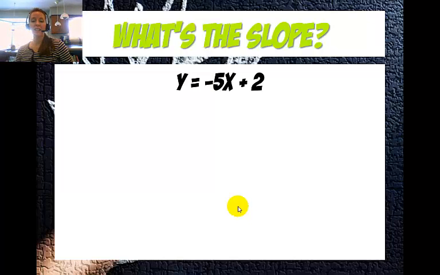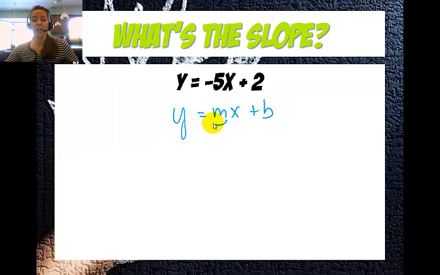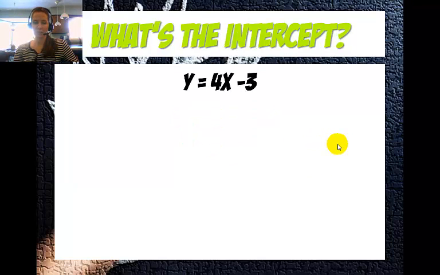Okay, this one says, what's the slope? So sometimes you're just going to simply have to identify different parts of the equation. Well, remember, y equals mx plus b. Your m, right, that's your slope. So m is negative 5. Now, sometimes you could think of that as being in fraction form as negative 5 over 1. That's perfectly fine. Same answer.